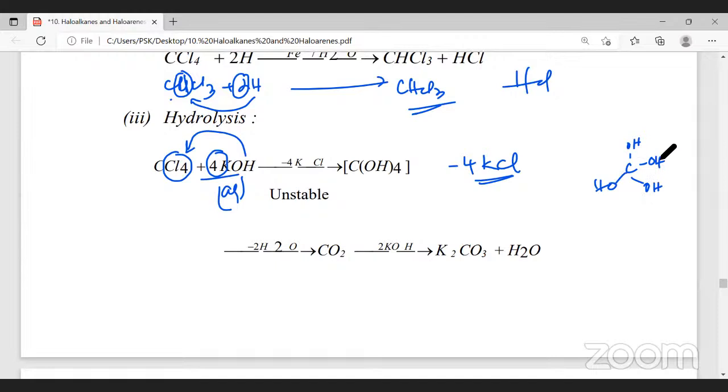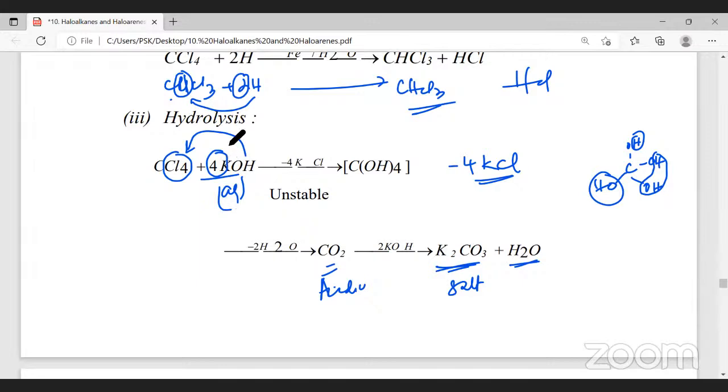It decomposes to give 2 water molecules. See, 1 water molecule gets eliminated, and here 1 more water molecule gets eliminated. So 2 water molecules get eliminated, therefore you get carbon dioxide. This carbon dioxide is acidic in nature, so it will react with potassium hydroxide to form potassium carbonate and water. It's a salt formation, a neutralization reaction, since carbon dioxide is acidic in nature.